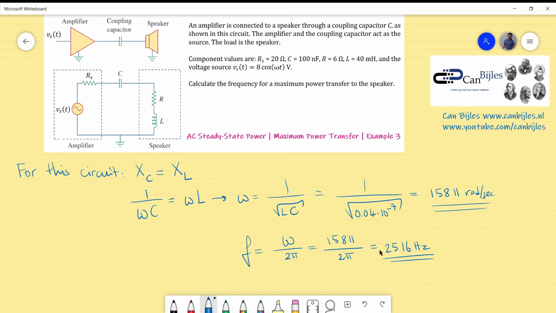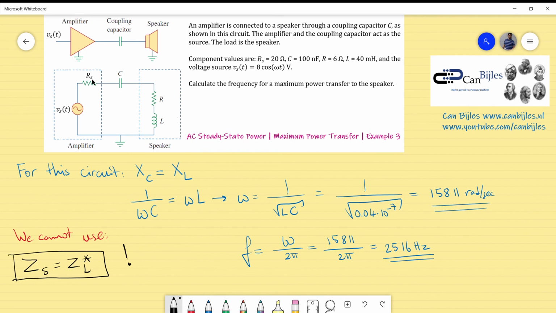And this frequency will allow you to have the maximum possible power transfer in this circuit. I will make it clear: we cannot use the following, Z of S equal to the complex conjugate of Z of L. We cannot use this. This is important. Why? Again, the RS is not equal to R, and this condition will fail for sure. Okay, this is example number 3.